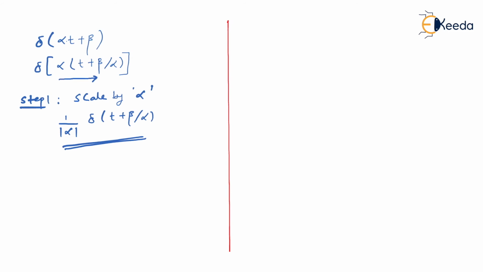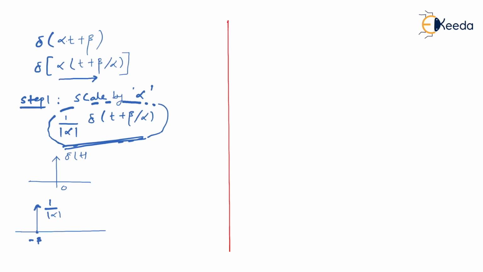And in fact, now it is quite easy to draw also. So this is the theoretical del of t with area equal to 1. In that case, suppose I want to draw the signal which is stated here, that is 1 upon mod of alpha del of t plus beta by alpha. What we did in step 1, we scale by alpha, in step 2 we shift by beta by alpha. So now I'm going to have the delta signal with area 1 upon mod of alpha and at time minus beta by alpha. Is it right? This becomes the final answer for this.